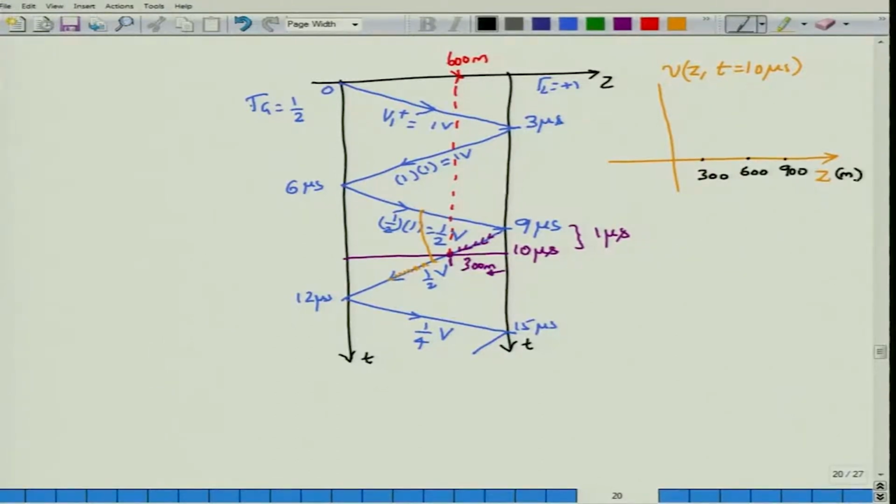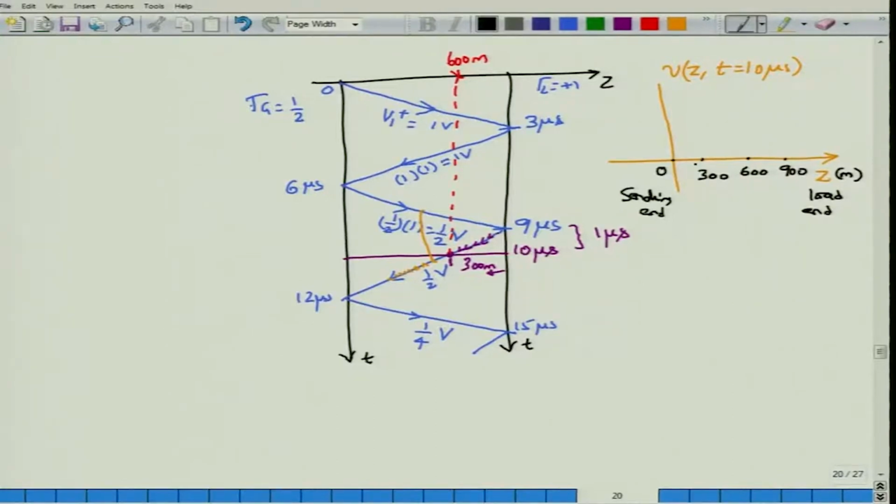So obviously I am measuring Z in terms of meters. This is the origin, which is 0 meter. This corresponds to the sending end, and this corresponds to the load or the receiving end, the load at the end that we have connected.